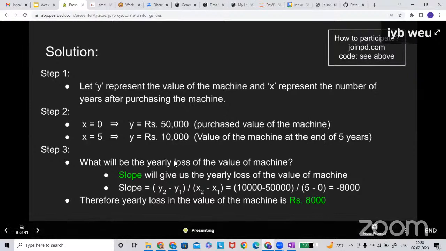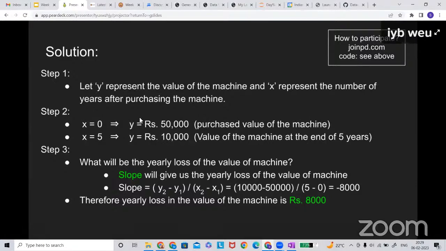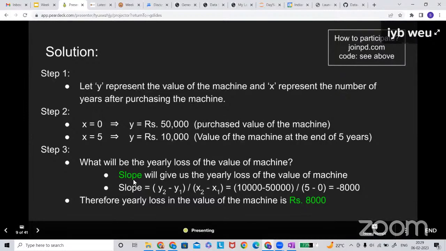So what will be the yearly loss of the value of the machine? See, this is one kind of linear line, representing the values and the years on the real line. When you substitute x equal to something, you get y equal to something. So it is giving the slope. The yearly loss is the slope; it gives the yearly loss of the value of the machine.